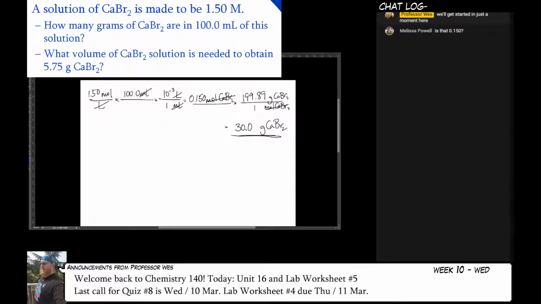Now for the second problem, we have to work backwards. We need to figure out what volume is needed to obtain 5.75 grams of calcium bromide. So we're going to do this problem backwards. We're going to start with a mass instead, then turn that into moles, and then use molarity to tell us the volume. So let's do that. If I start with 5.75 grams, I can turn that into moles. And so 1 mole is still 199.89 grams. So there's my moles.